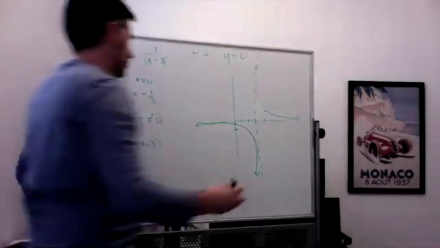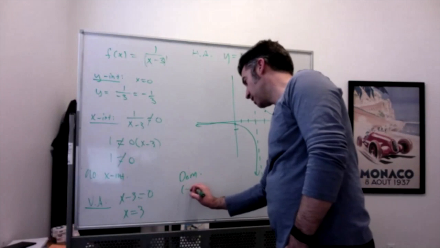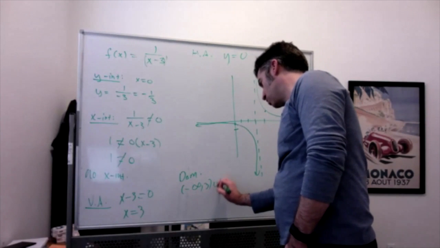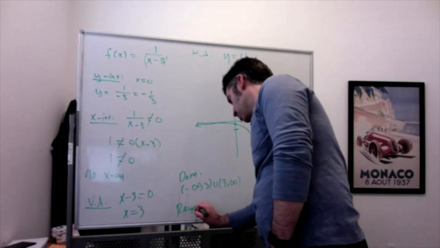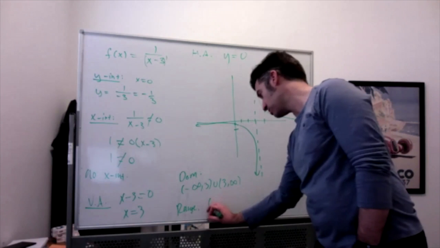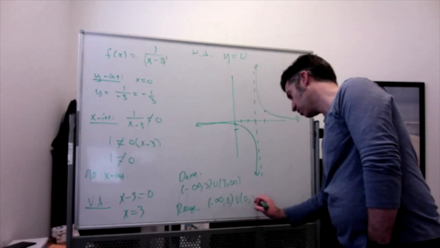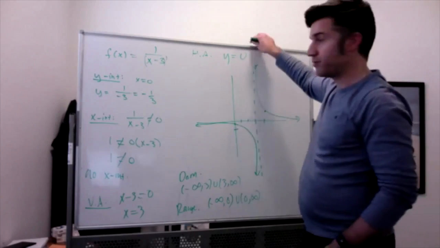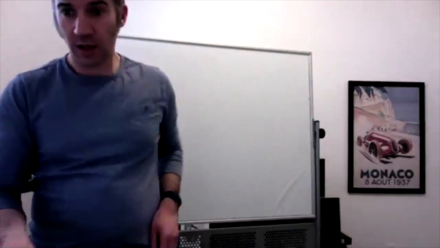Oh, sorry, I forgot about the domain and range here. This one, the domain is clearly everything except for 3. So it's negative infinity to 3, union 3 to infinity. For the range, you get all the y values except for 0. So the range is negative infinity to 0, exclusive, union 0 to infinity. All right, let's look at the next one.